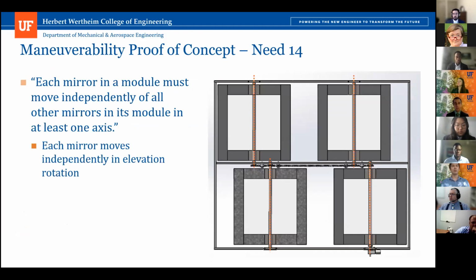And then 14, like I was talking about earlier, each mirror needs to be independently actuated. And so the way that we accomplished that was with pseudo-independent actuation via the chain and sprocket drive, which drives the elevation rotation of each mirror.